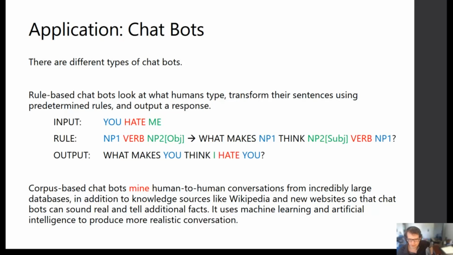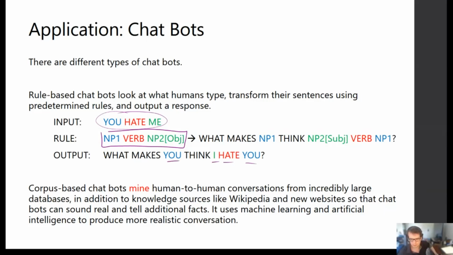So rule-based chatbots just use rules. You give it an input, and I tried to color code this. So say you write, you hate me. And then it has these predetermined rules that say, if you give it this form, then it transforms the sentence into this frame and outputs a sentence. So if you give it a noun, a verb, and a noun, it says, what makes noun think noun verbs noun? So this would say, what makes you think I hate you?